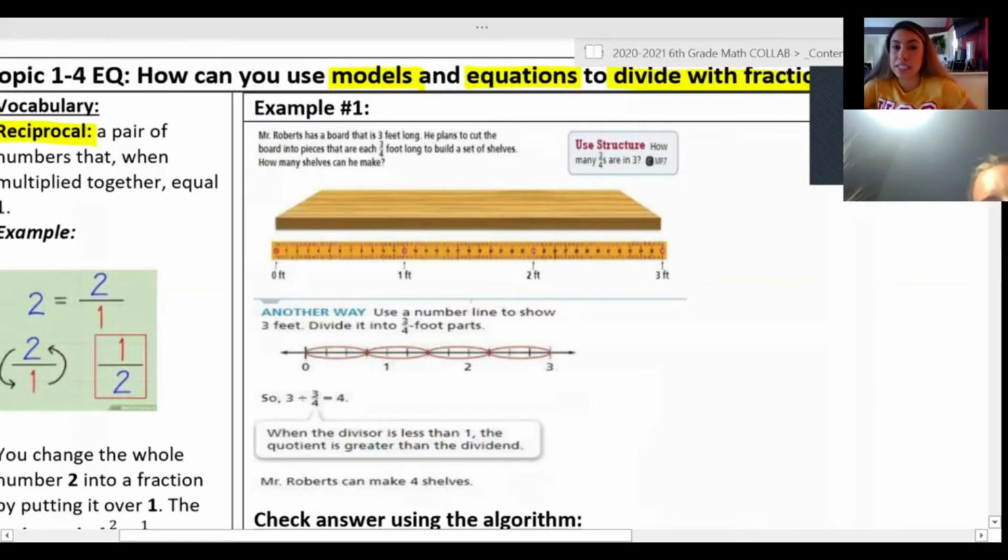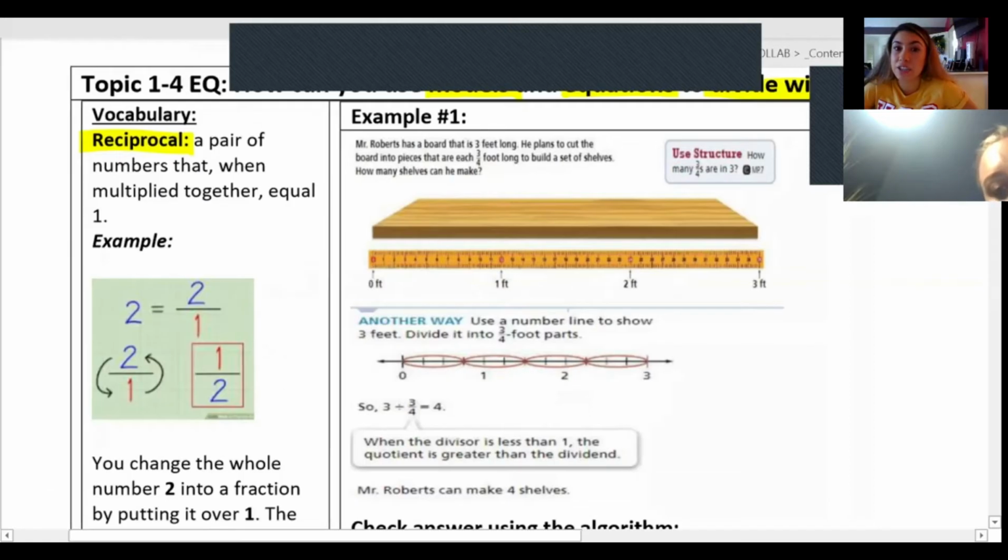All right, guys, so let's jump into example number 1. Mr. Roberts has a board that is 3 feet long, and he plans to cut the board into pieces that are each 3/4 foot long to build a set of shelves. How many shelves can he make?